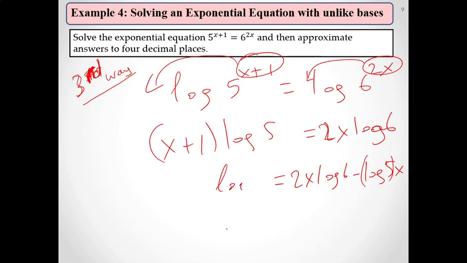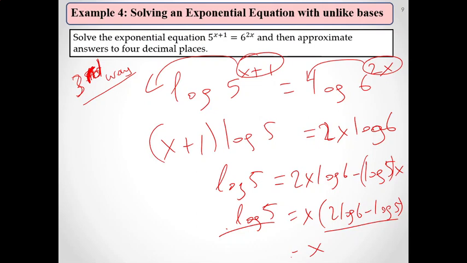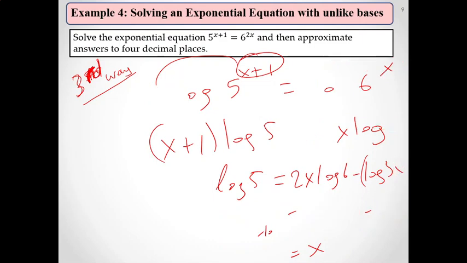And then it's log 5. Then take x as a common factor, 2 log 6 minus log 5, and log 5, divide both sides. You get something like x equal to some number, here with 2 log 6 minus log 5. Is this the solution also? Yes, it's another way to write the solution.